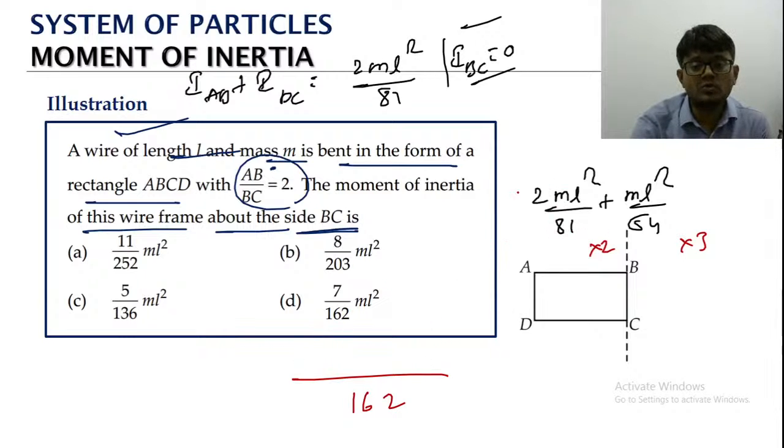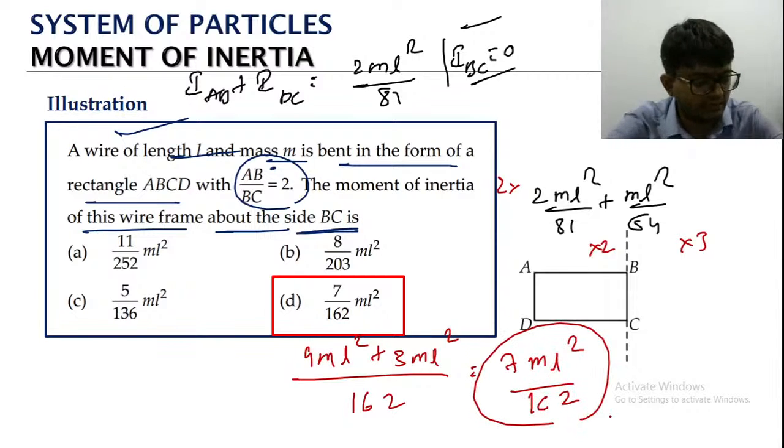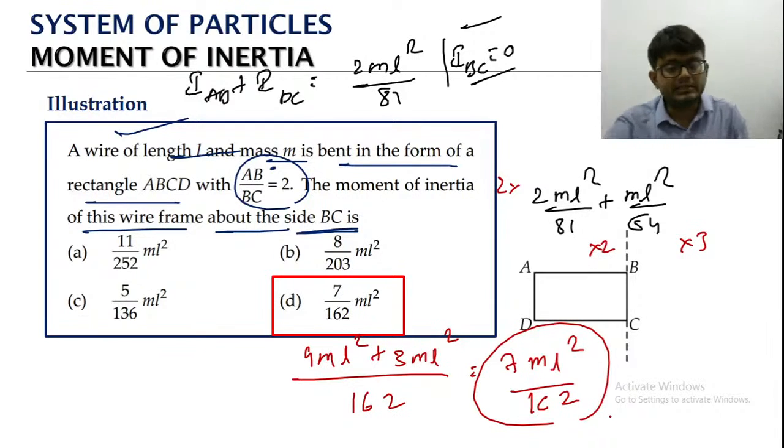So it will be 2 into 2 ml square, which is 4 ml square, plus here it is 3 ml square. Totally, it is 7 ml square by 162. Check it. What is the answer we should get? Option B, we should get 7 ml square by 162.